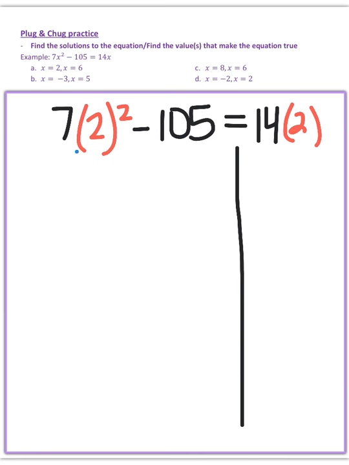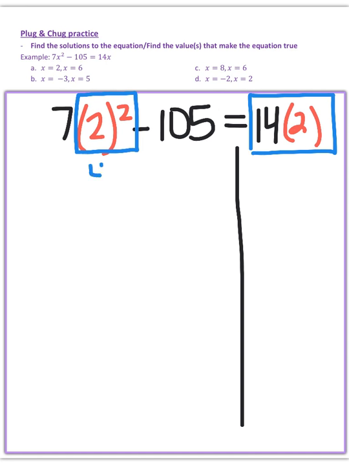But I do have an exponent, and that exponent represents multiplication, so I'm going to go ahead and box that in blue. On my right side, I also have multiplication. So I know on the left, 2 to the second power is 4, and 14 times 2 is 28. So now bring everything else down that's in black.